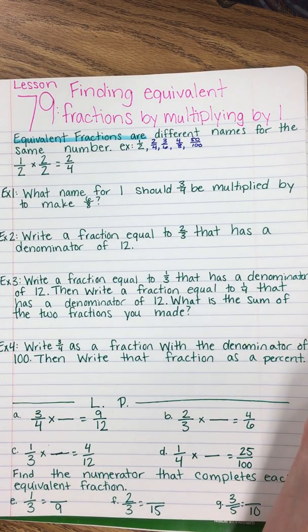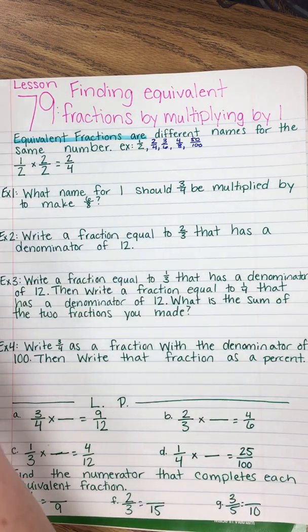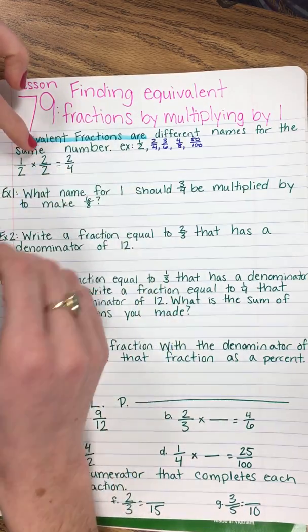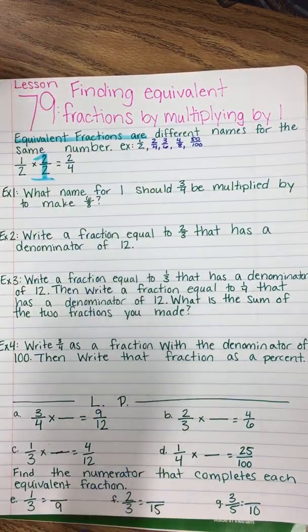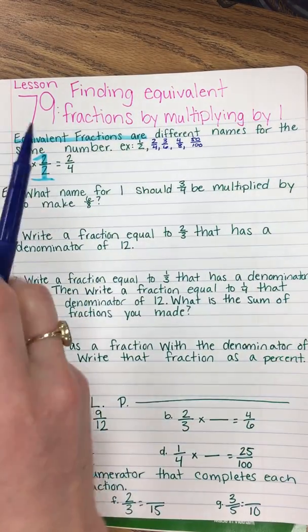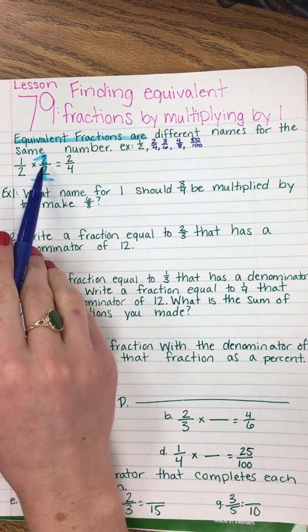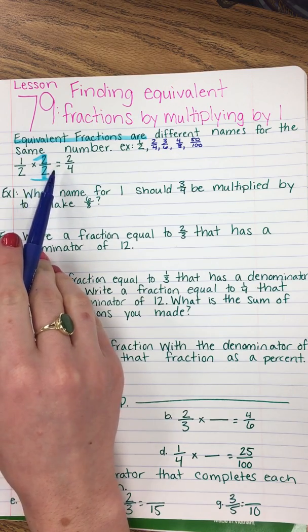So, for like this, we have 1/2 times 2/2. 2/2, any number over itself, with the same on the top and the bottom, is another name for 1. So 1/2 times 2/2, which is 1.